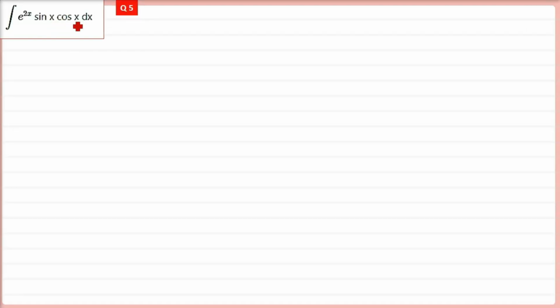Now e raised to x sin x cos x. We know that sin 2x is 2 sin x cos x, so this can be applied in this question. We'll multiply it by 2 and divide it by 2, and since it is a constant, we can take it outside the integral sign. So this I will be equal to half the integration of e raised to x, and then 2 sin x cos x we are writing as sin 2x, according to the formula which I just indicated.